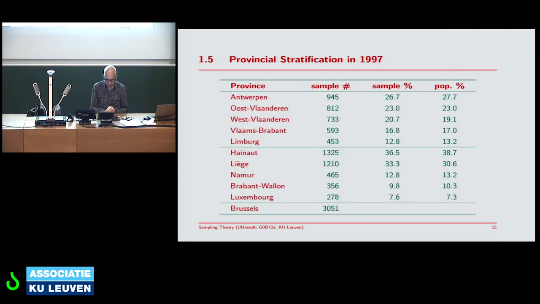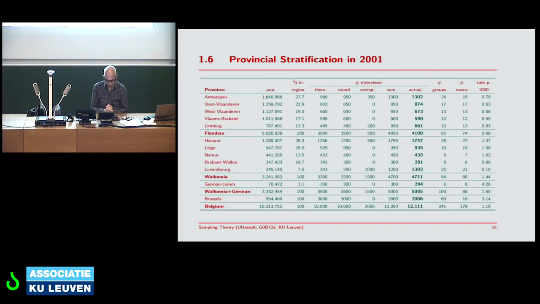By the way, yes, where is the German community here? It's not shown, but know that it's part of Liège. The German community belongs to the province of Liège, so the 1,200 people will also include 200 people from the German community, or 300. Okay, and then we have Brussels, and then we have Belgium as a whole.